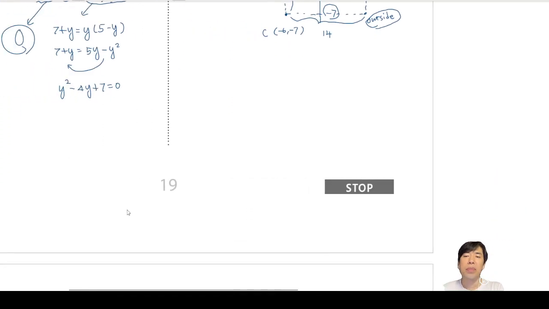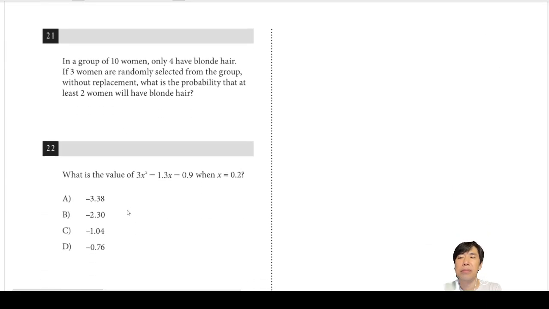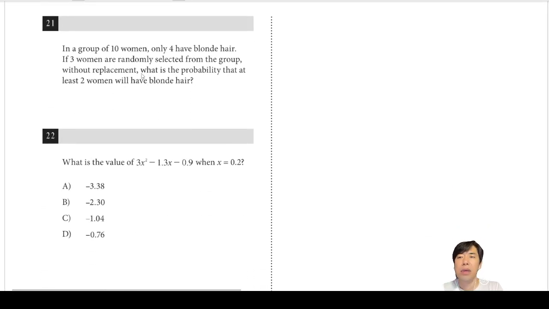Okay, 21. In a group of 10 women, only 4 have blonde hair. If 3 women are randomly selected from the group without replacement, what is the probability that at least 2 women will have blonde hair? Okay, so out of 10 people, only 4 have blonde hair. So you're choosing 3 women, and out of that, what is the probability that it says at least?